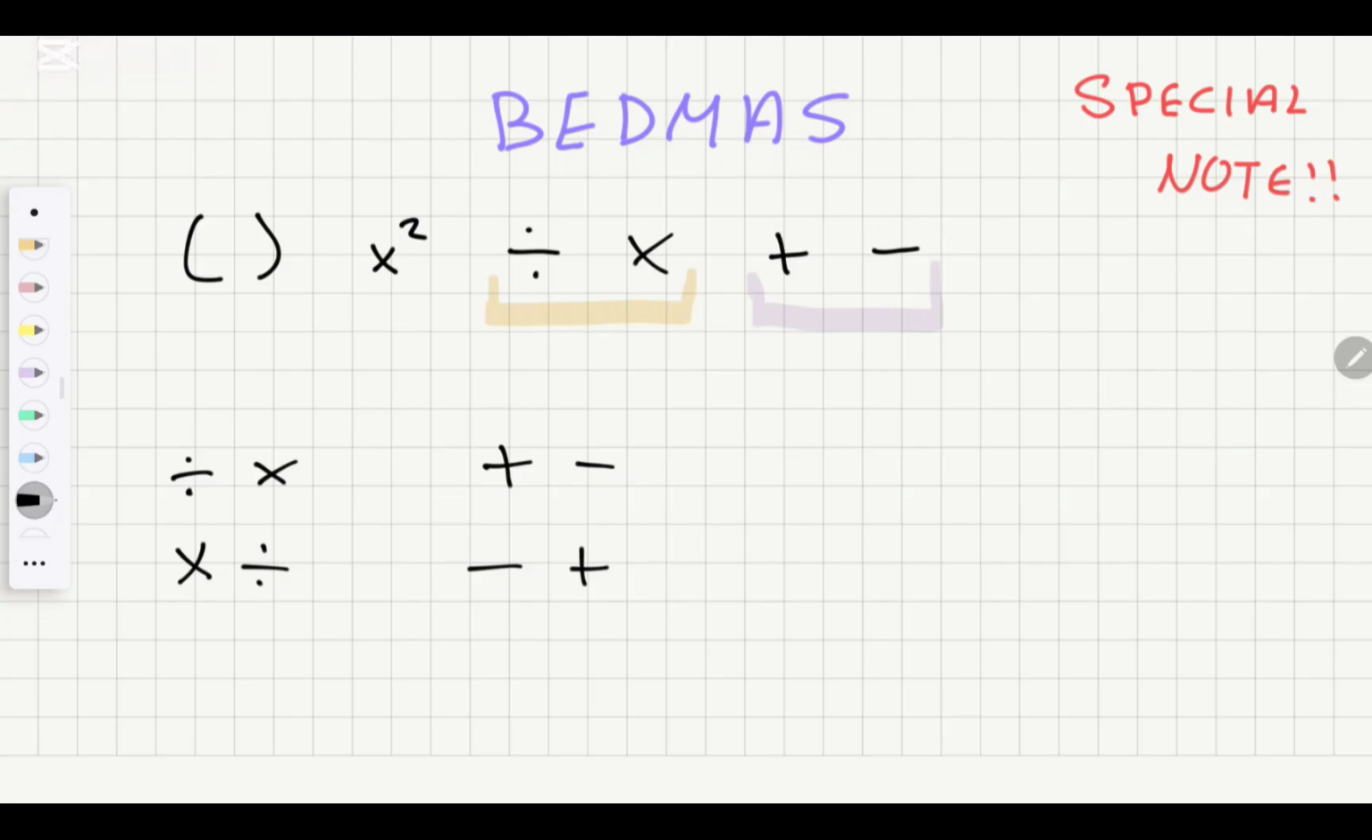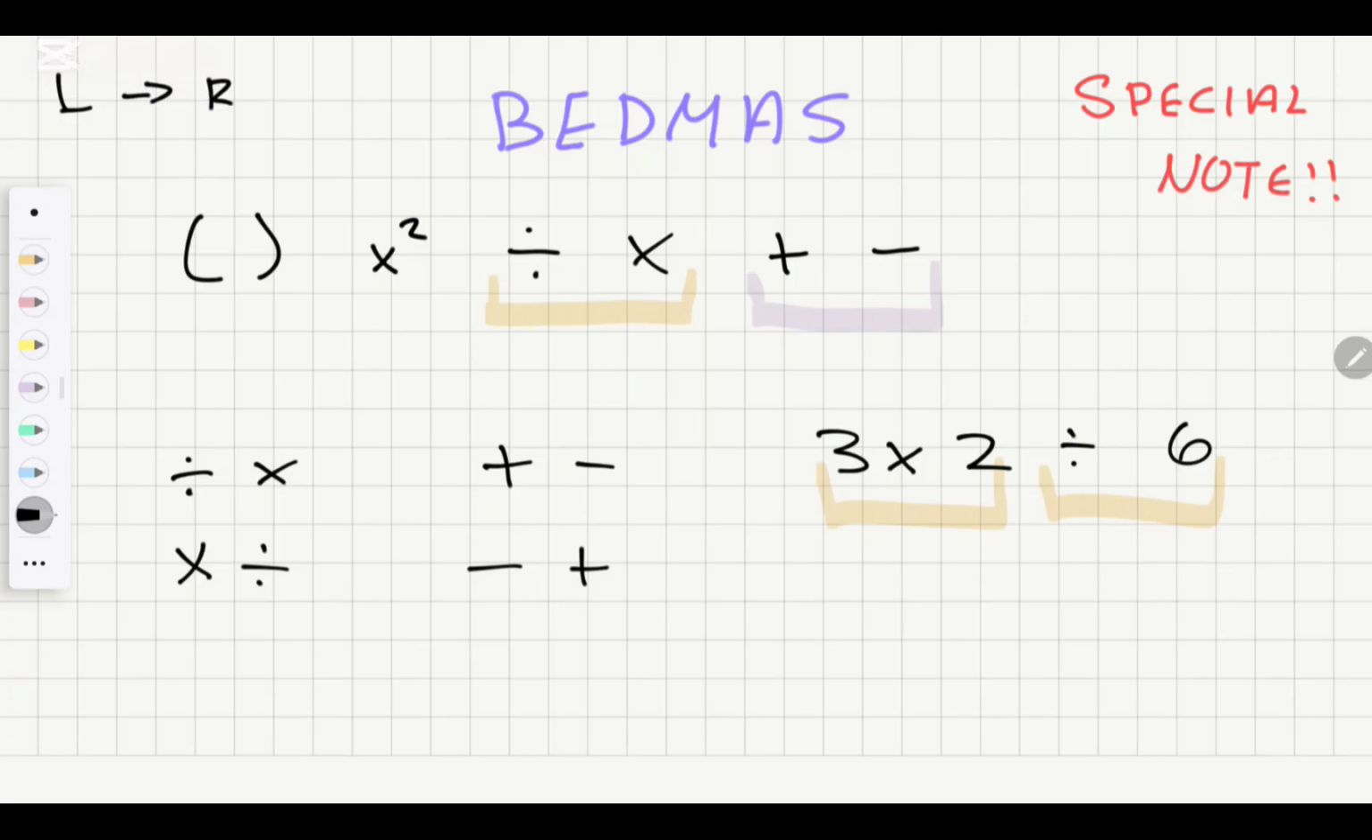So say I was given the equation 3 times 2 divided by 6. In this sense, I can do my multiplication before I do my division, because in equations we work left to right. So because these two are together, I can work left to right.